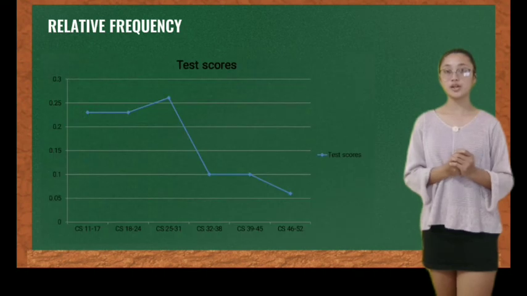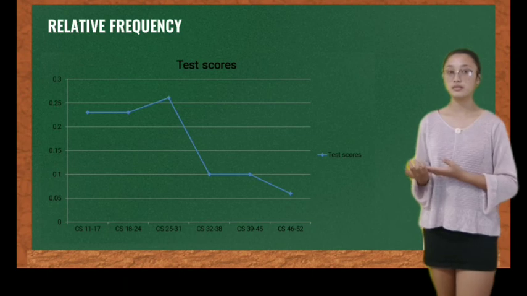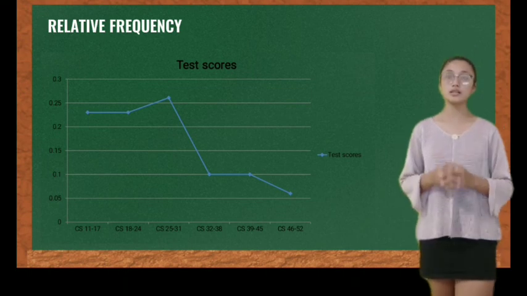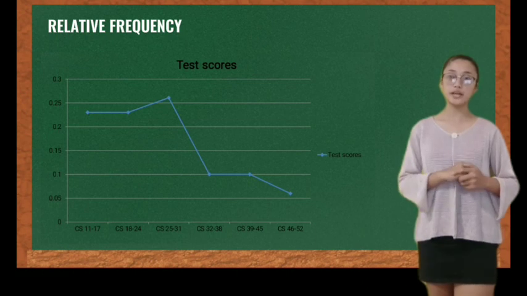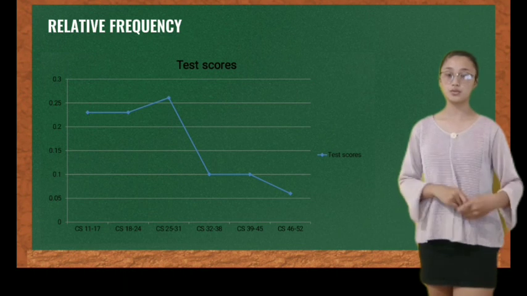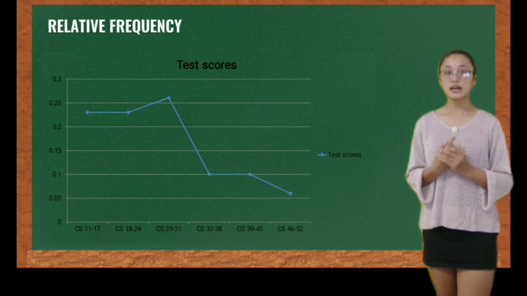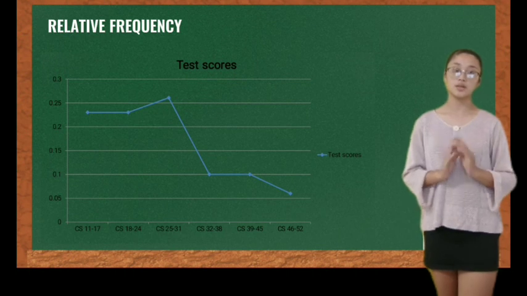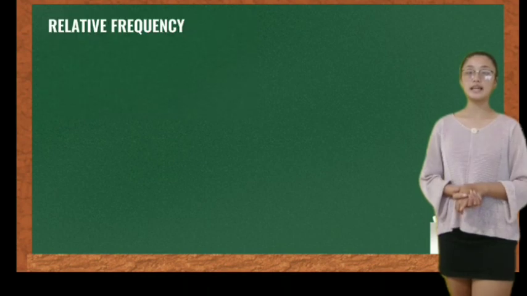To make our data more organized, I have here a graph. I don't know the name of this graph, but I think it is a line graph. You can see here clearly that only a few students got a score from 46 to 52, and there are more students that got a score in the range of 25 to 31. That's all for today. Thank you for listening and goodbye.